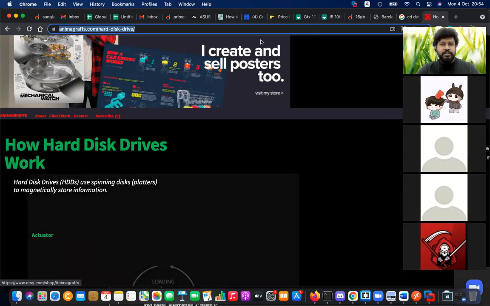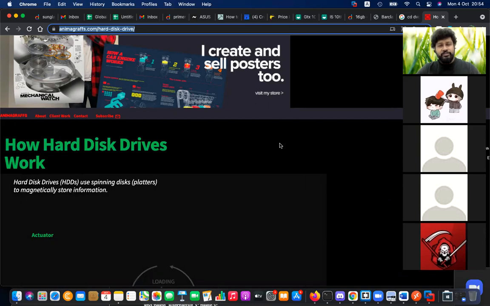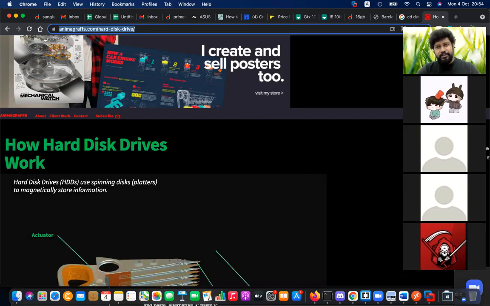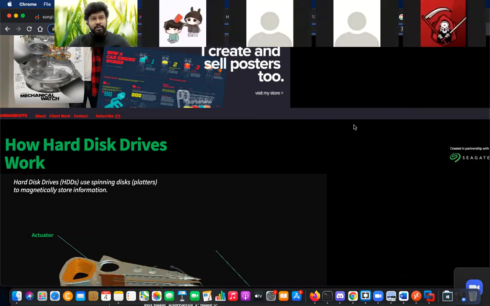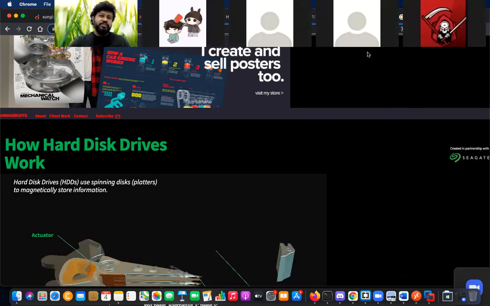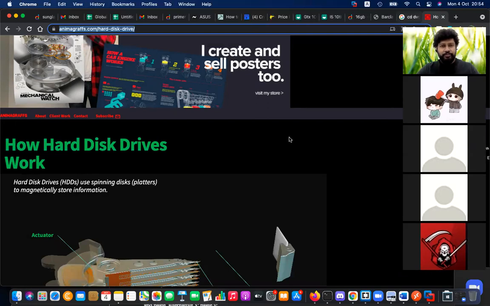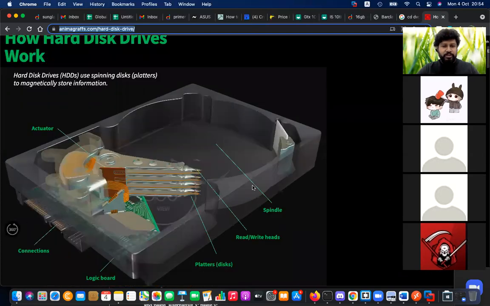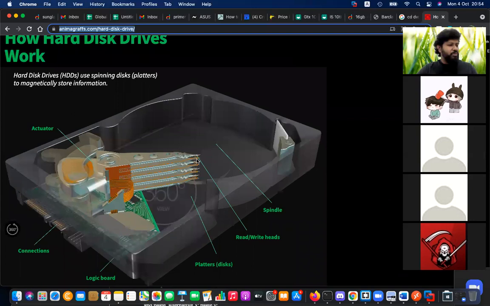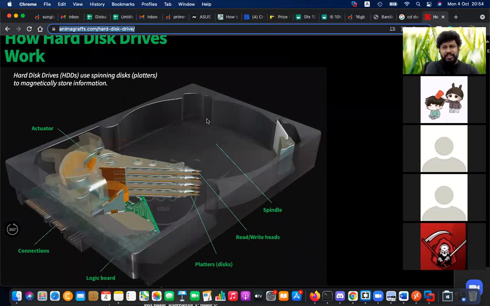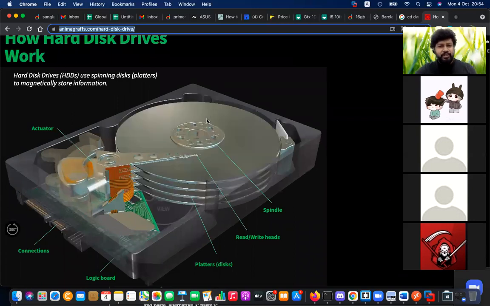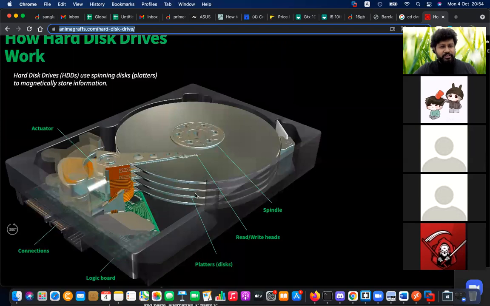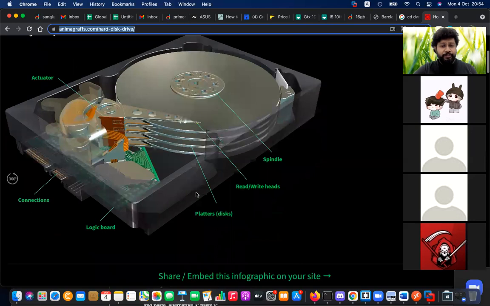This explains how a hard disk is working. You can see this animated one, and you can just go through that and see these are the components. Actually, you don't need to understand each and every component to this level. This is grade 7. But just look at the overview, how this is happening.